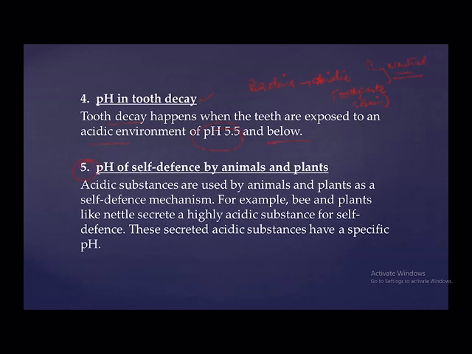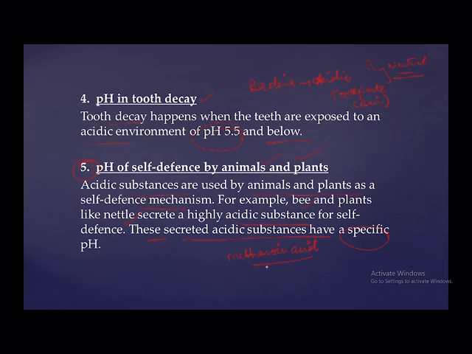So the last point is related to the pH of self-defense by animals and plants. Acidic substances are used by animals and plants as a self-defense mechanism. If we take the bee and a plant like nettle, they secrete a highly acidic substance for self-defense. These secreted acidic substances have a certain specific pH also. Usually the acid released is the methanoic acid.